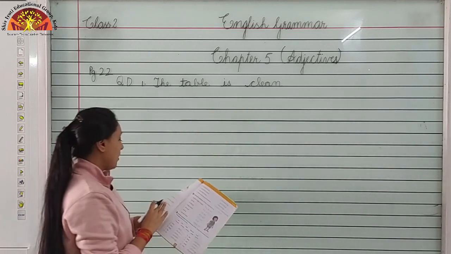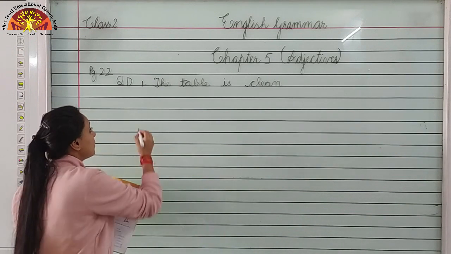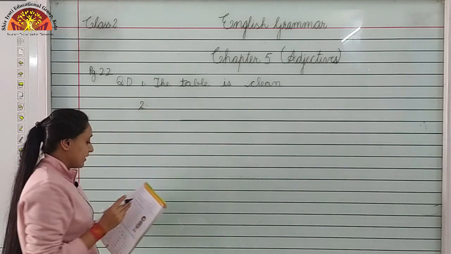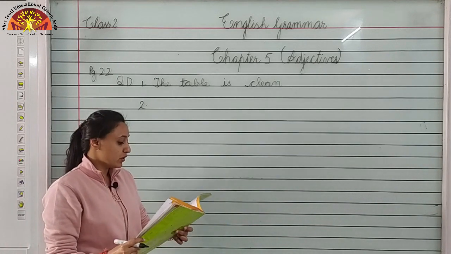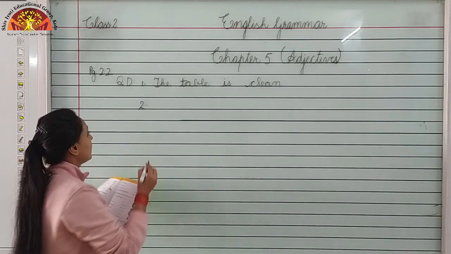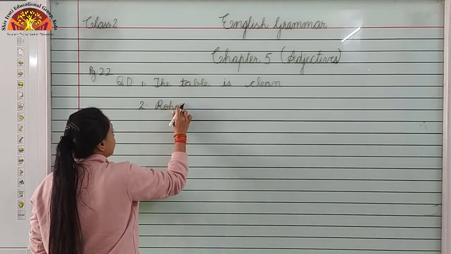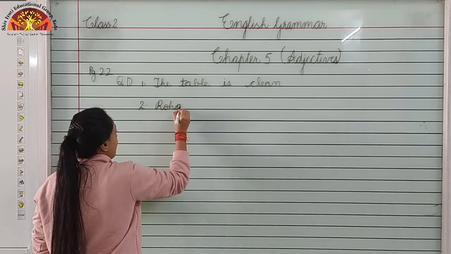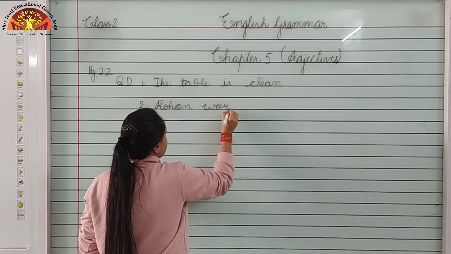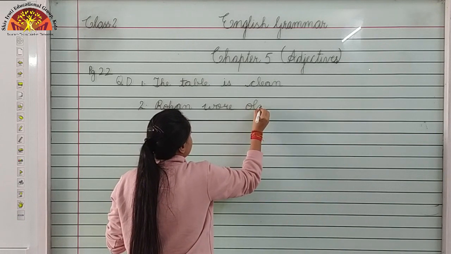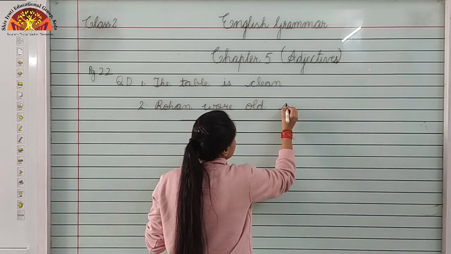Okay. Now look at number 2. Rohan wore new clothes. Okay. So underlined word is new. What is opposite of new? Opposite of new is old. Okay. So we will write sentences. Rohan wore old clothes.